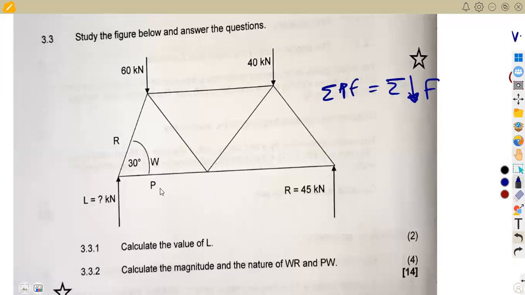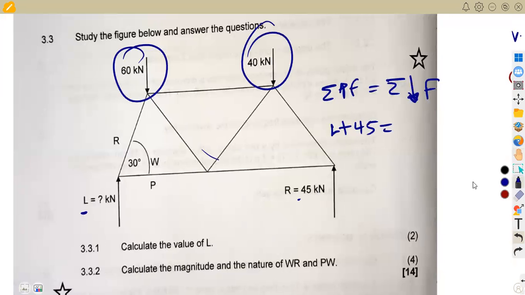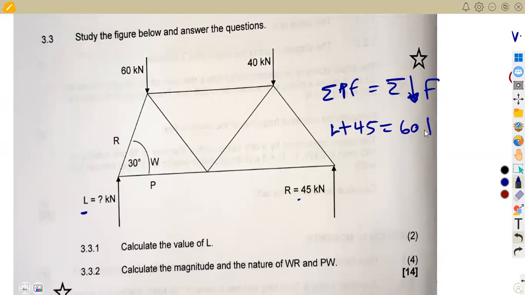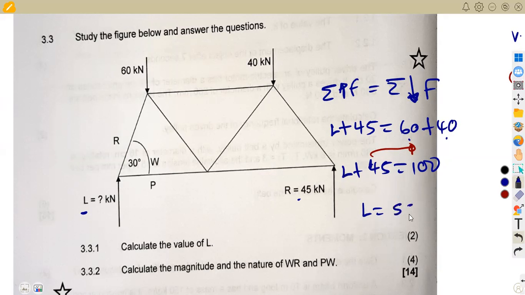forces. In this case, the upward forces, you've got L plus 45 here. It must be equal to the downward forces, the ones that are facing down, which are 60 and 40. So you're going to have 60 plus 40 there, which is 100. All right, so L plus 45 is going to be 100. So transpose the 45 to this side, and L is going to be 55 in this case.